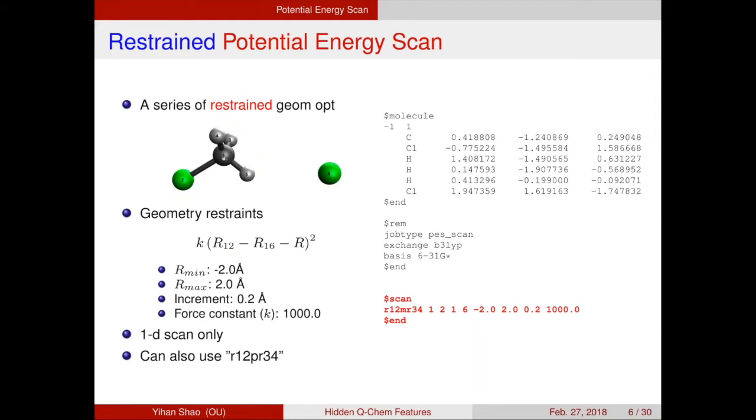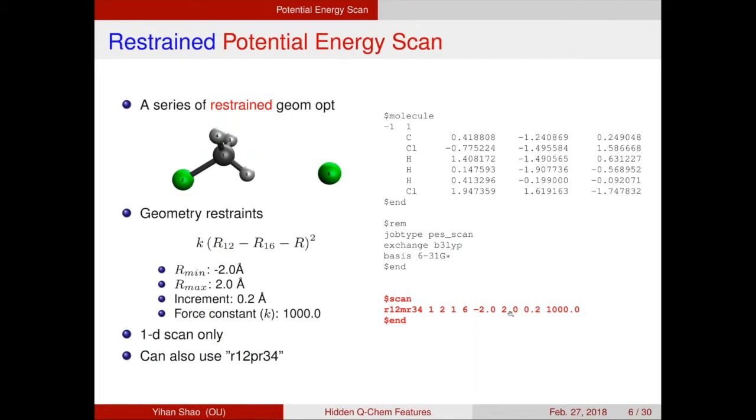The first distance is the distance between carbon 1 and chlorine 2, and the second distance would be carbon 1 and chlorine 6. So we have these two distances, and we take a difference. And what we want to do is to find an energy for that particular reaction coordinate, R12 minus R16, at a particular value. So suppose that we want to scan this reaction coordinate from minus 2 to 2.0.